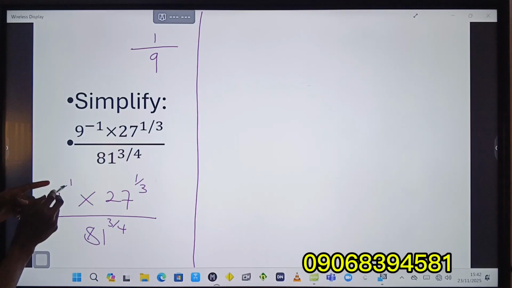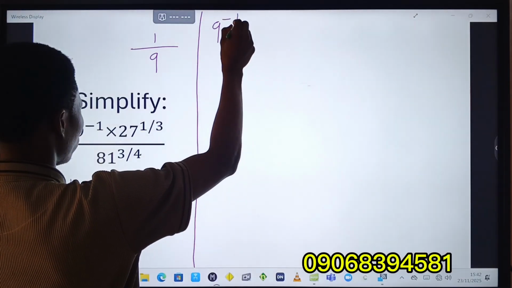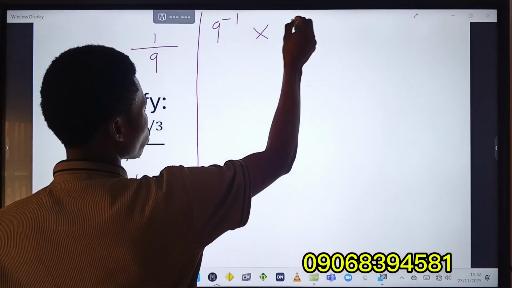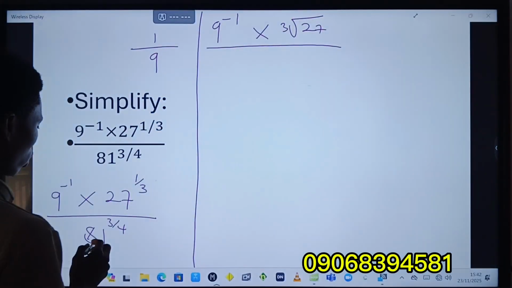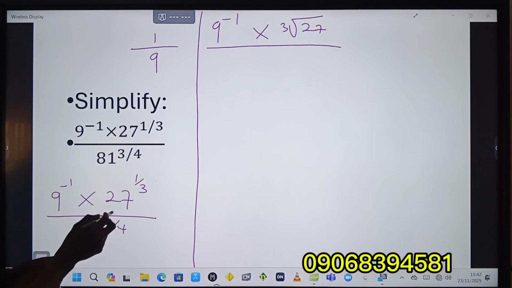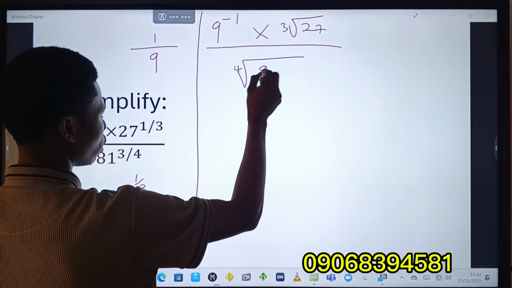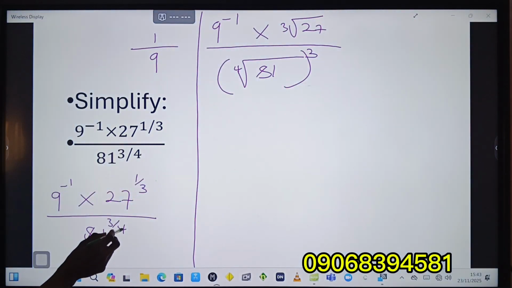Remember, if you want to remove minus, you say 1 over, right? But I want to leave it like this for a reason. So here I'll be having 9 raised to power minus 1 times 27 raised to power 1 over 3 means what? Cube root of 27, right? Cube root of 27 all over 81 raised to power 3 over 4 means what? Fourth root of 81 all cube, right? So you'll be having fourth root of 81 then all cube. Remember, this one remains the power, then this one becomes the base, the root.